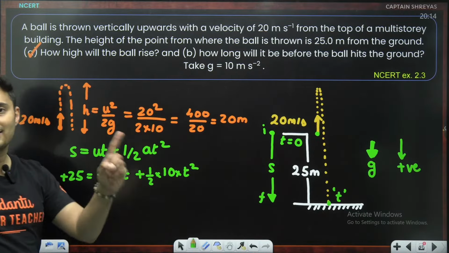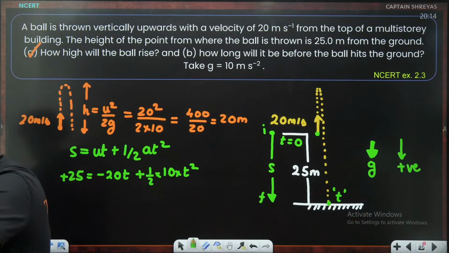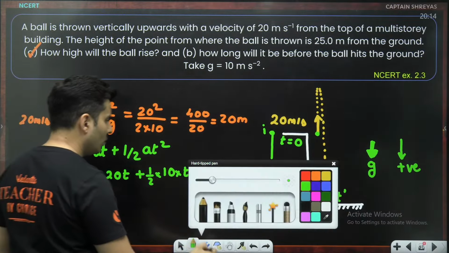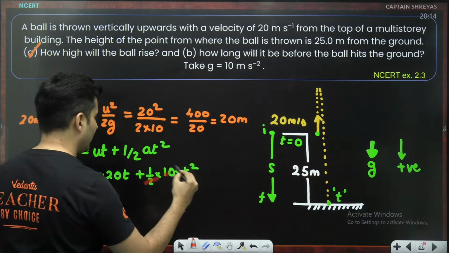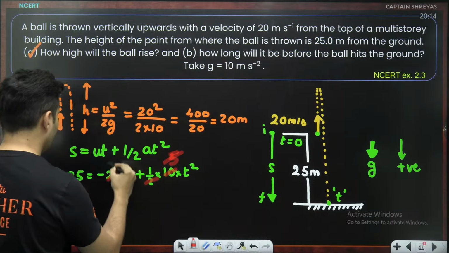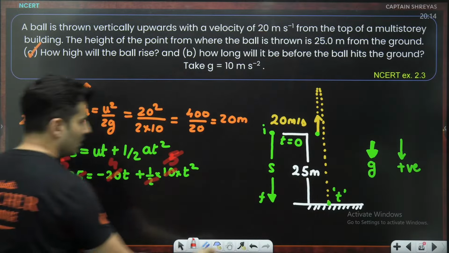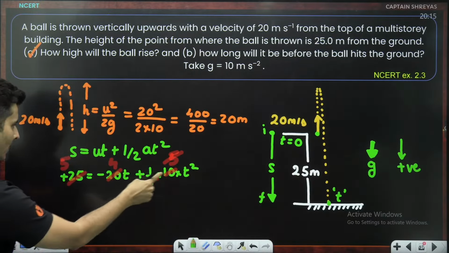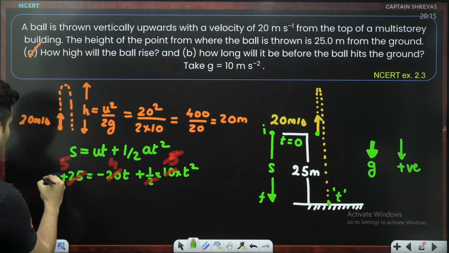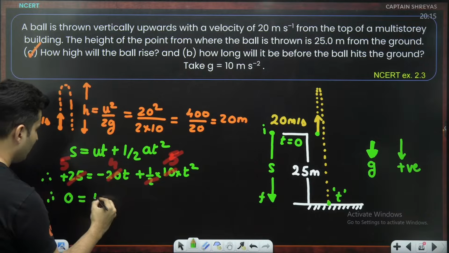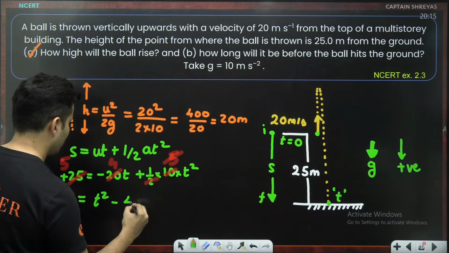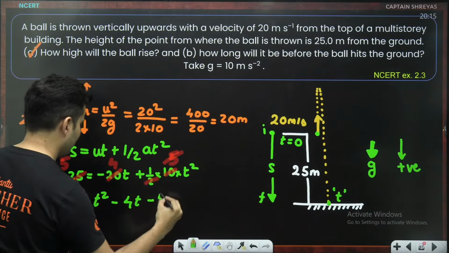Did you understand why the signs are exactly the way I have shown? Everyone with me? Okay. So now what you can do: 2 goes with 10, 5 times. This 5 goes with this 25, 5 times. So what is left is 5t square over here. Bring that on the other side. In fact, it is just t square minus 4t, and when I bring it over here, it is minus 5.